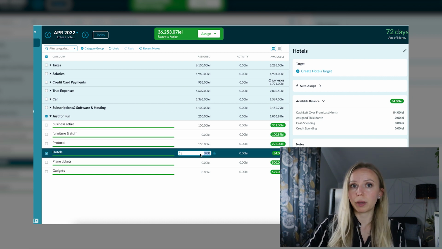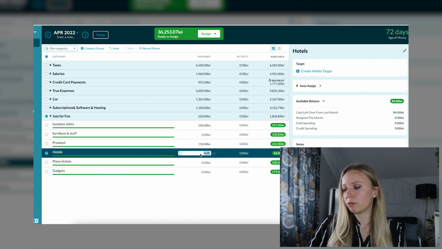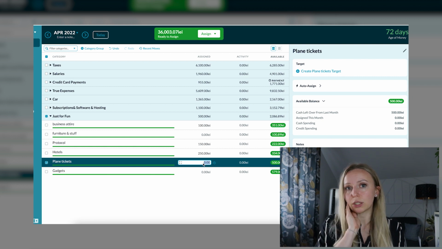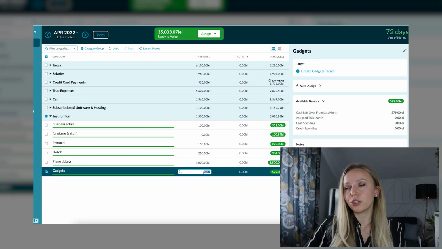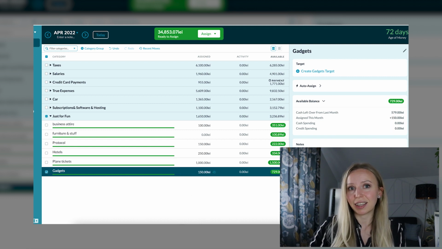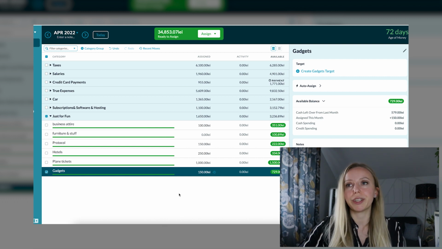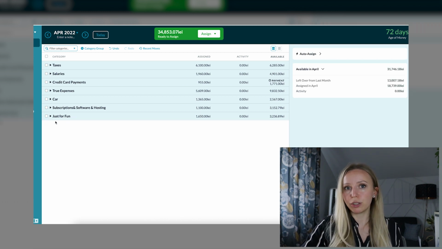Hotels, if I have to go, I believe I have some business trips coming up and I have to pay the accommodation. Let's budget for now 50 euros and we will see how much that will cost. Plane tickets, we would like to travel soon and I have some business trips. Let's put in 200 for now and let's see if that will be enough. We can adjust it all later if it's not. And gadgets, I don't plan to buy any gadgets, but if something comes along and I like it, then I can order it because we have the money budgeted for it. That would be my April budget for the business.